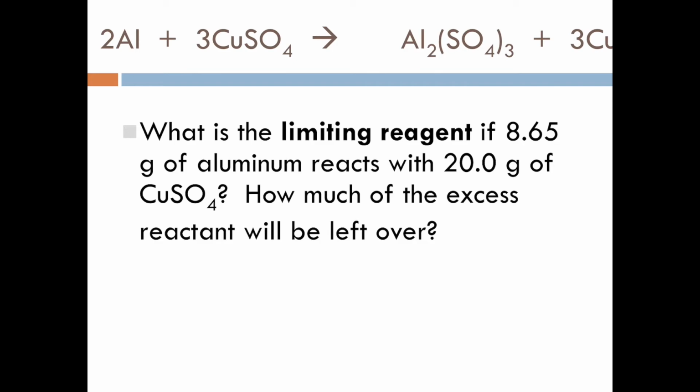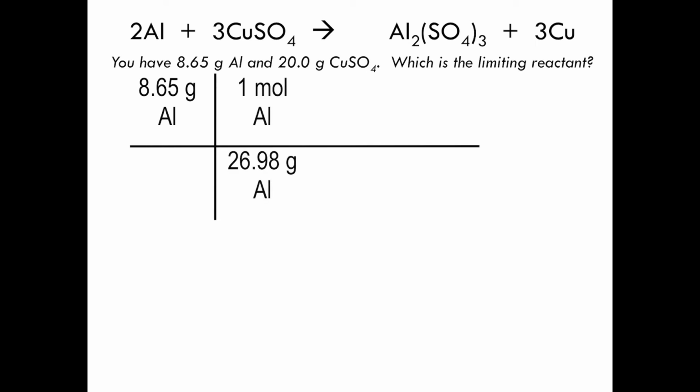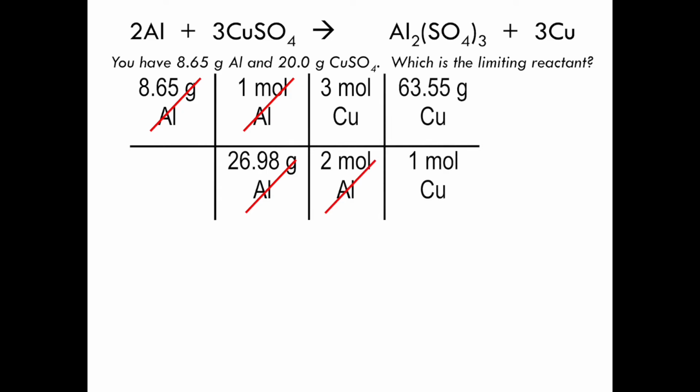So this is pretty much as complicated as it gets. What is the limiting reagent or reactant if 8.65 grams of aluminum reacts with 20 grams of CuSO4? And then I ask myself, well, how much of the excess reactant will be left over at the end? So first, I start with my limiting reactant problem. Two stoich problems, grams into moles, moles into grams. You'll notice here there are two products. Which product do I use? Really, whatever one I want. In this case, I didn't feel like finding the molar mass of Al2(SO4)3, so I just used copper.